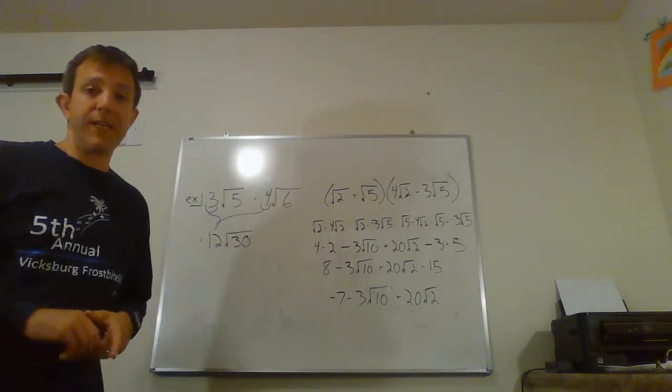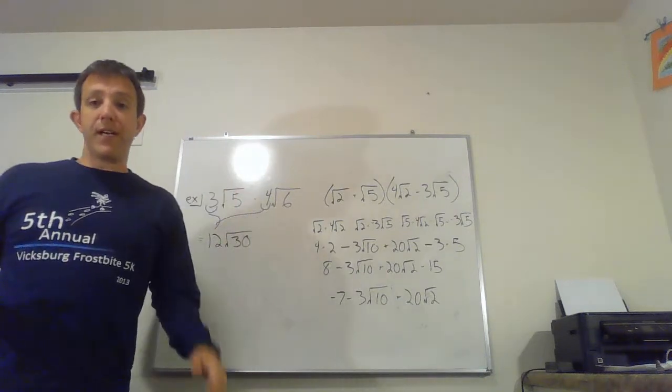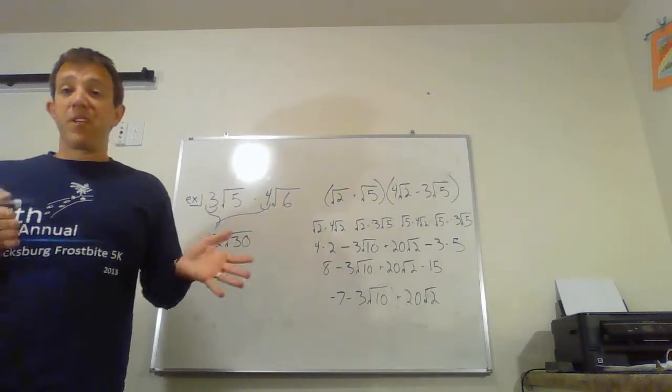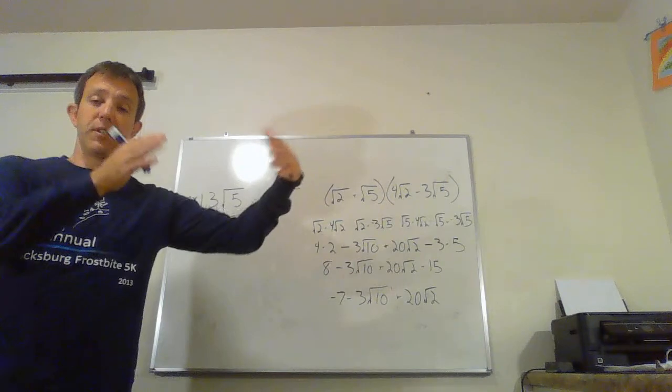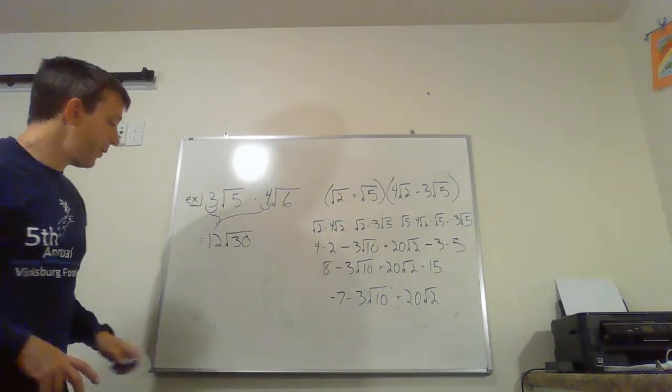And so that's a little technique we're going to see a lot of here. When you have coefficients in front of these radicals, you just do them as two separate parts. The coefficients get multiplied, the radicals get multiplied. And so that hopefully will work out pretty well for you.